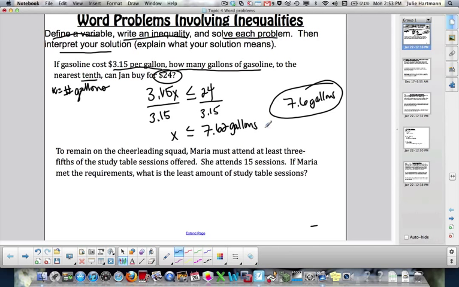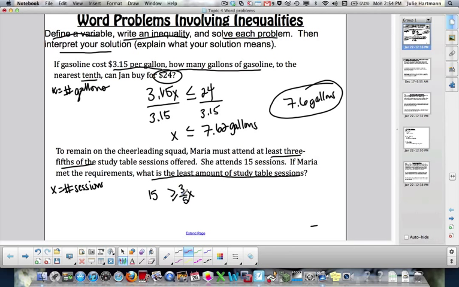Second one, to remain on the cheerleading squad, Maria must attend at least 3/5 of the study table sessions offered. She attends 15 sessions. If Maria met the requirements, what is the least amount of study table sessions? So, there's your question. x equals the number of sessions. She must attend at least 3/5, so that means your answer has to be greater than or equal to 3/5 times the amount of sessions. She attends 15, and that meets the requirements, so 15 has to be greater than or equal to 3/5 times x. And then it's solving from there.